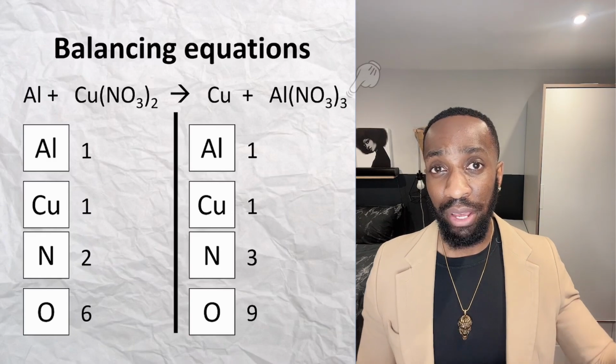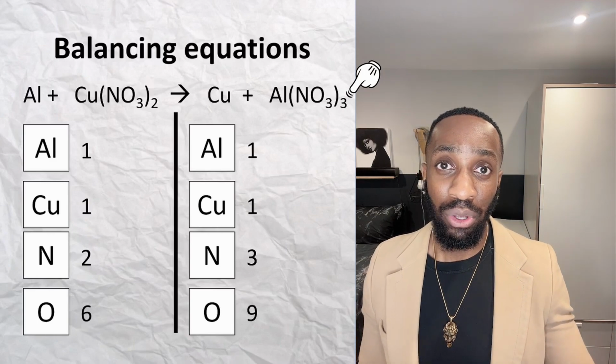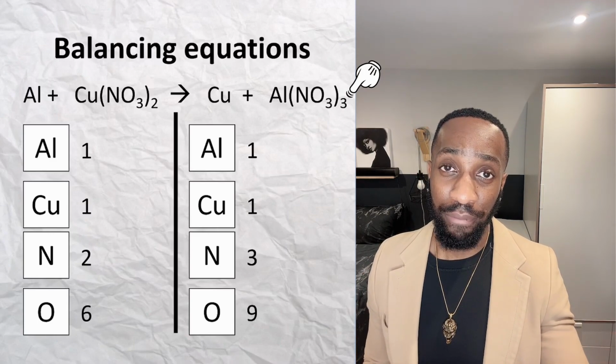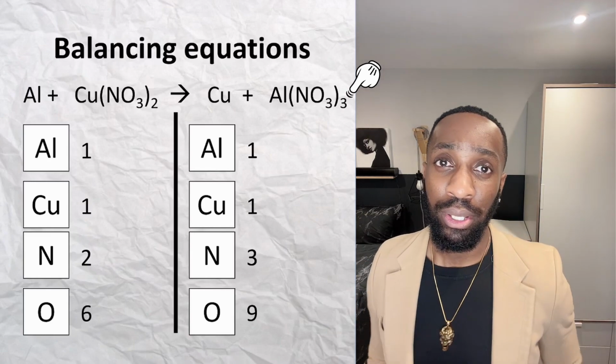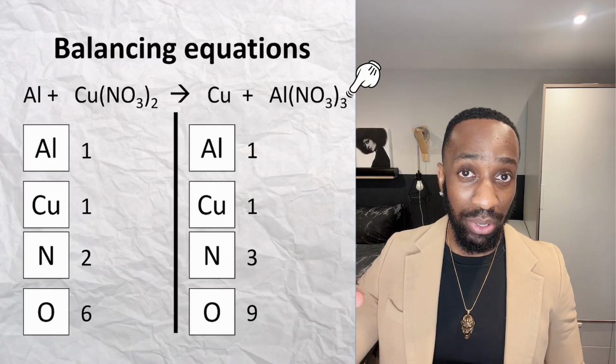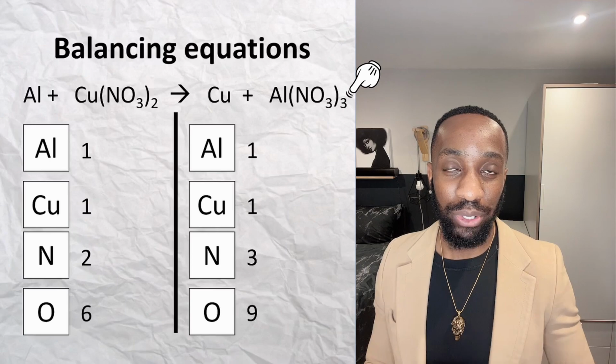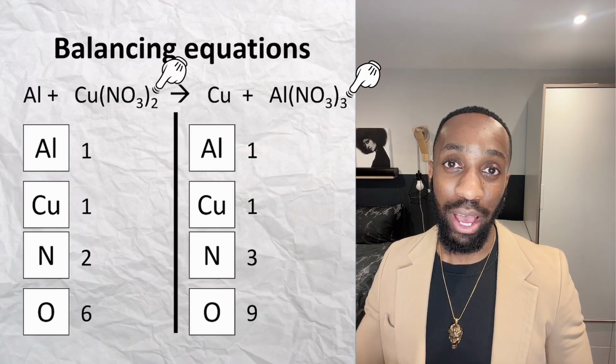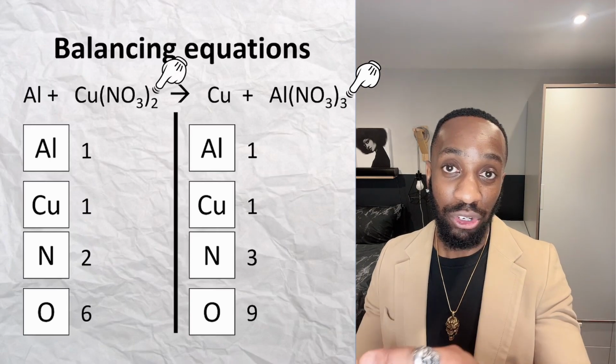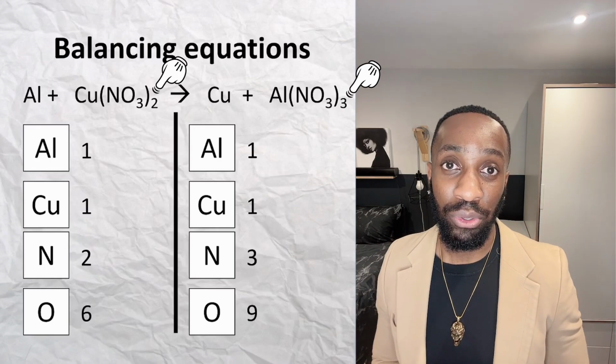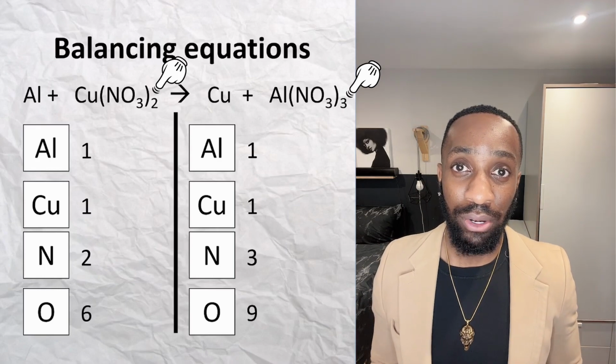So we've got a 3 for the nitrate on the product side. So what we're going to do is transfer that 3 over to the reactant side. But remember, it's a big number that we'll put in front. And the same for the reactant side as well. We have a 2 on the reactant side, so we're going to transfer that over to the product side. Let's see what that looks like.